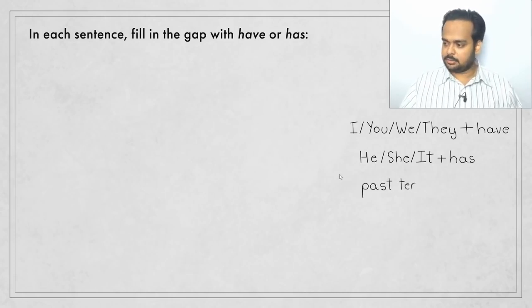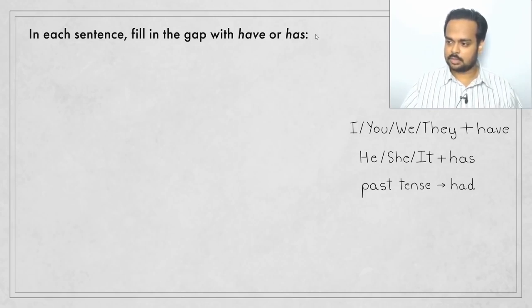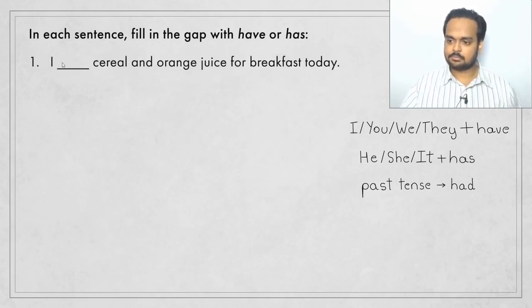Let me add here that if a sentence is in the past tense, you should use had. I forgot to put had over here in the rubric, in the heading. Just remember that if a sentence is in the past, you have to use had. I cereal and orange juice for breakfast today. Have, has, or had? What would you use?